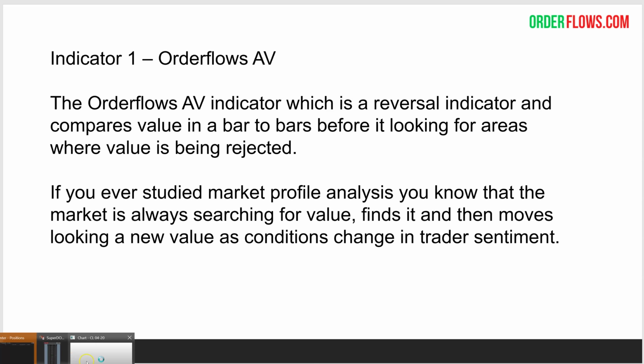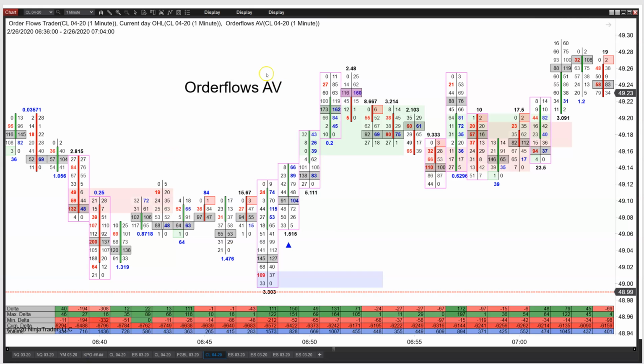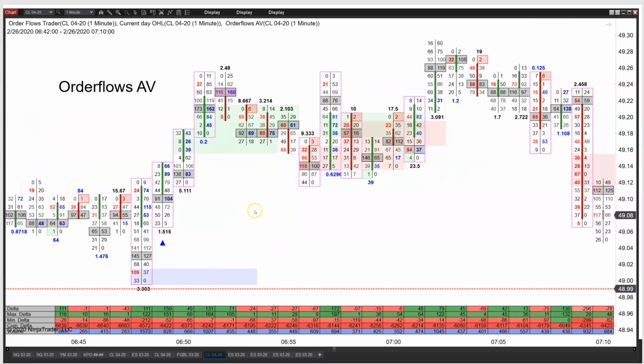So, on a footprint chart, you have to know what to look for. This is the Orderflows AV indicator, and it's telling me this red line down here is the low of the day. The AV indicator is kicking in, telling me that the value area is being put here, and now potentially the market is going to search for a new value area. And as you can see, it's coming in at this bar.